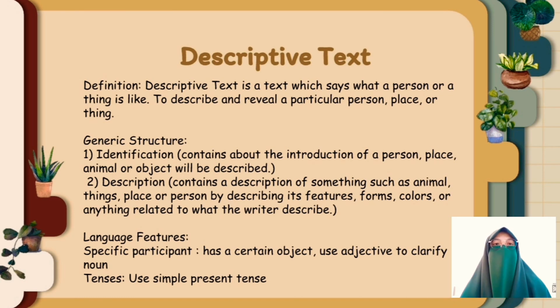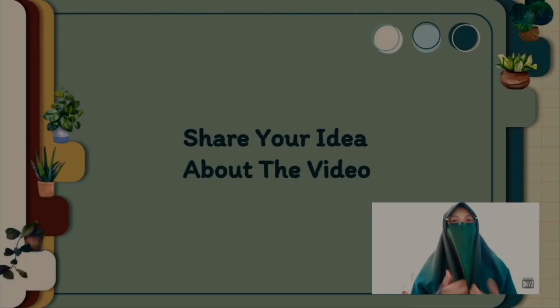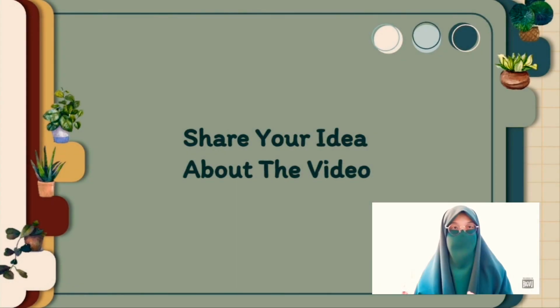And then it uses the simple present tense. The sentence pattern used is the simple present because it tells the fact of the object described. And then it also uses action verbs that show actions. Okay, based on the explanations before, are there any questions? Not yet? Oh, okay, I hope it's clear.